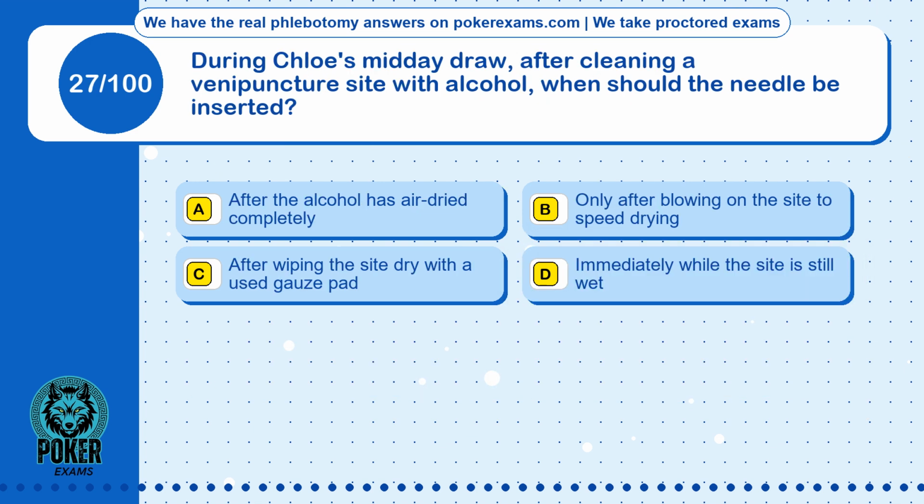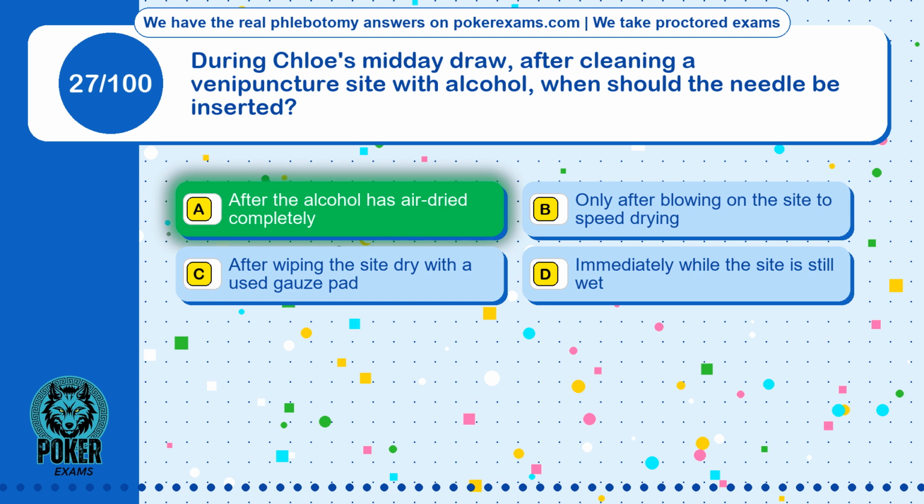Question 27. During Chloe's midday draw, after cleaning a venipuncture site with alcohol, when should the needle be inserted? Option A: after the alcohol has air dried completely. Option B: only after blowing on the site to speed drying. Option C: after wiping the site dry with a used gauze pad. Option D: immediately while the site is still wet.